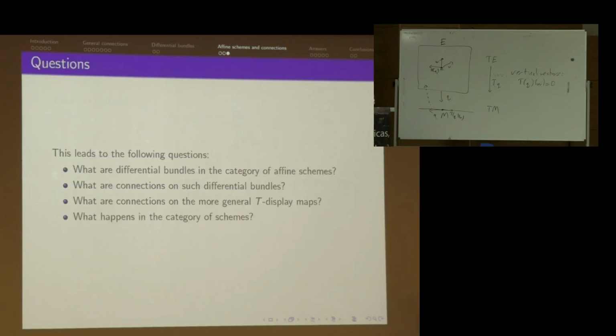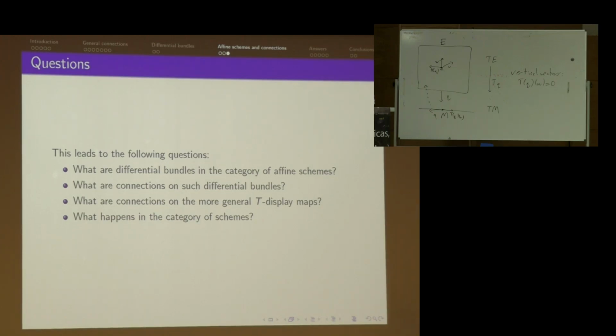So then the question is, what are all these things I talked about earlier in this particular example, say, of affine schemes? What are the differential bundles? What are connections? What are connections with more general T-plane maps? And what happens if we generalize from affine schemes to schemes?